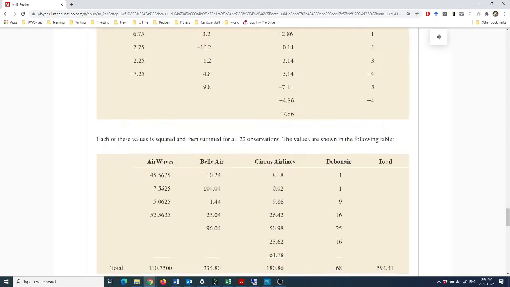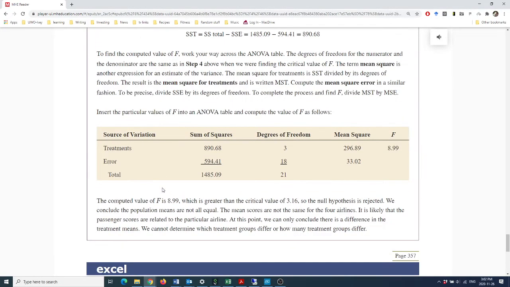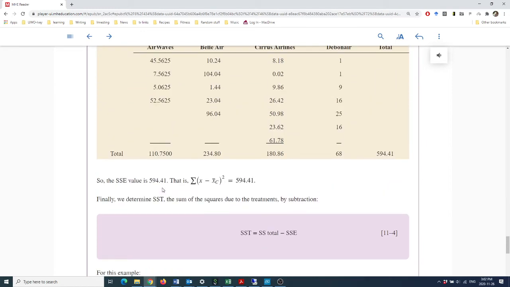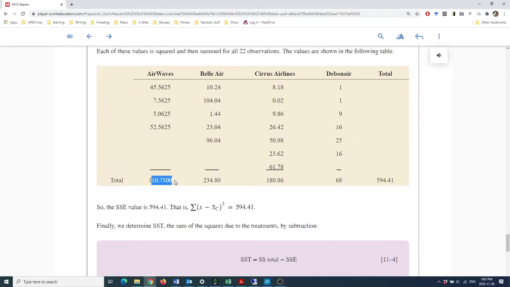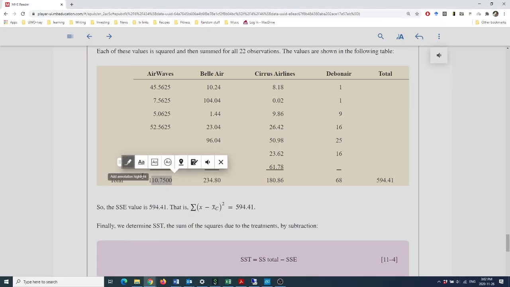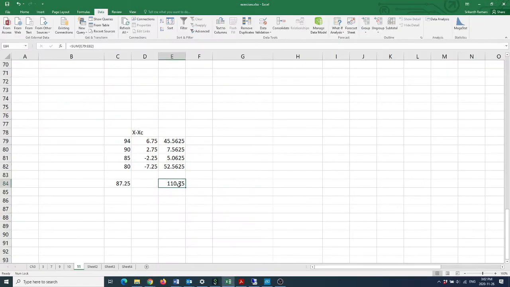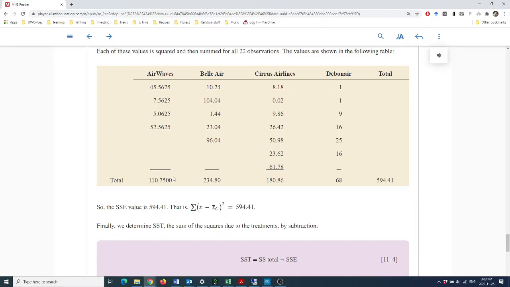Oh, that's the grand mean. Yeah, 110.75. There you go. So that's the value which we actually looked at. We found it out for Airwaves. And similarly, you could find out these differences in sum of square deviation. These are the square deviation values. You find out the square deviations for each of these groups, and that is going to be 594.41.